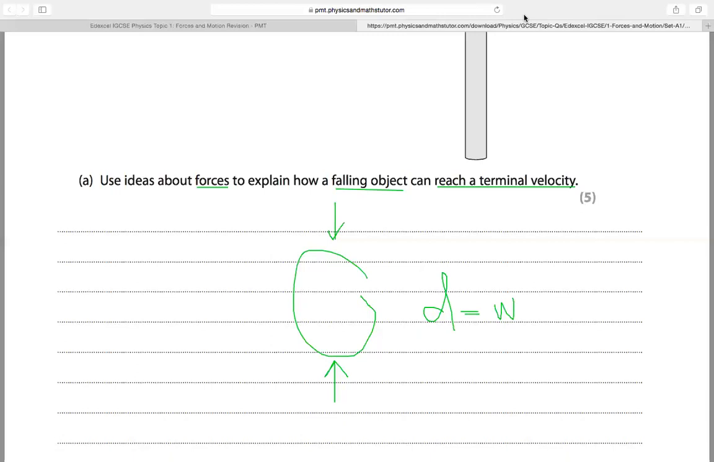Okay, I'll just repeat that. Resultant force is equal to 0, which causes the object to travel at constant speed. Full stop. And then the object has reached terminal velocity.